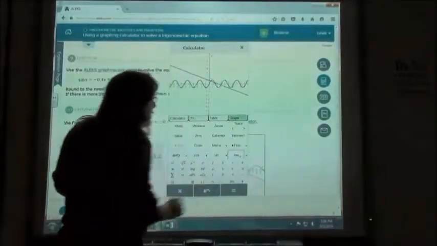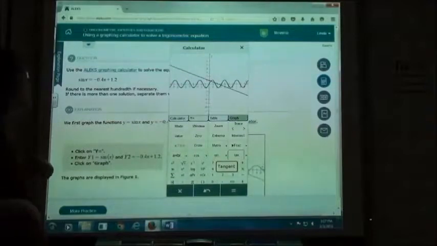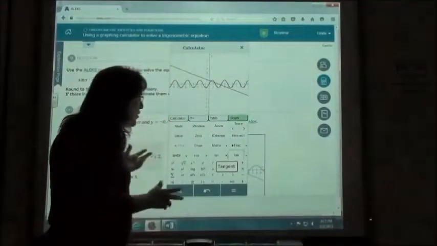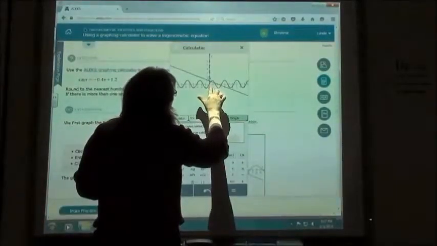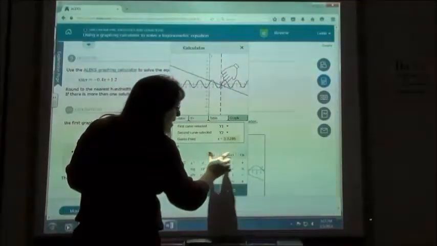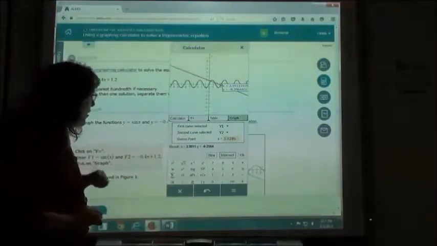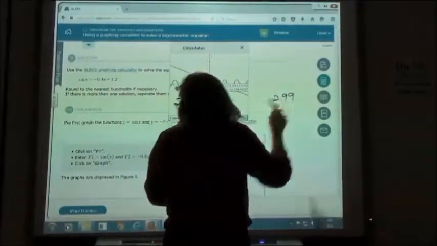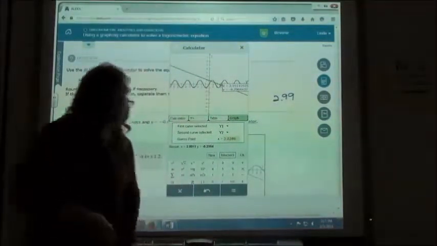Evidently my OK just erased the board. There it was. This time my line stayed. My line's still there, so now I need to find my third intersection. So I just repeat that. I hit the word intersect, I drag that over close to that third intersection, I click intersect down here, 2.9911, so 2.99, and those should be my 3 answers for that question.